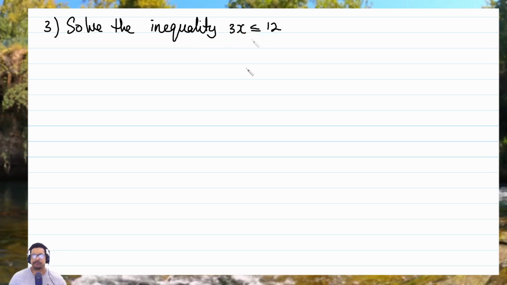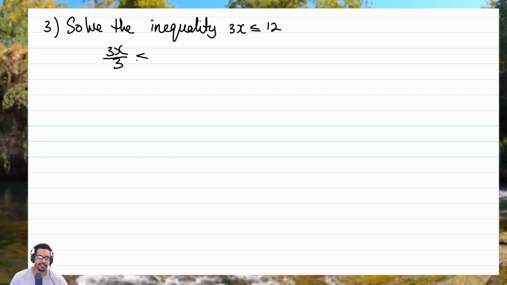So here we have to solve this inequality, where we have 3x is less than or equal to 12. So this less than sign with the dash means less than or equal to. So again, we're going to do the same thing. Whatever you do to one side of the inequality sign, you are going to do to the other side of the inequality sign. So I'll divide the left-hand side of the inequality sign by 3, and likewise, I'll do the same thing on the right-hand side. So I'll have 3x divided by 3 is less than or equal to 12 divided by 3. And as you know, this will give us x is less than or equal to 4.